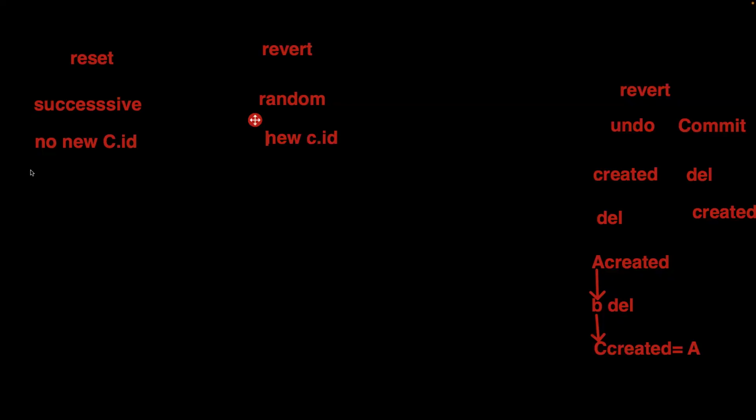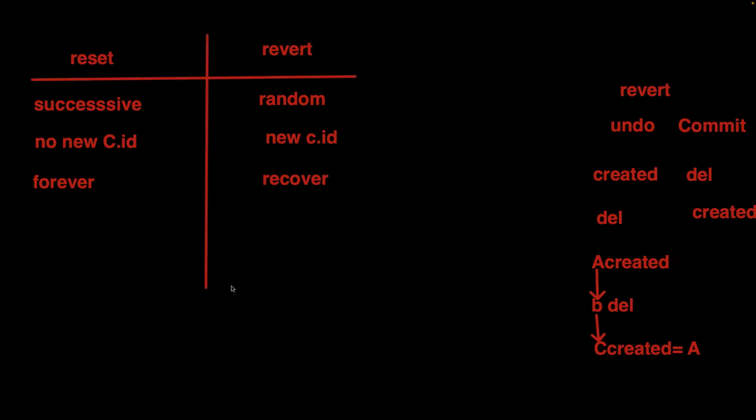Correct? Also, if you reset and discard commits, they are gone forever. You cannot recover the changes back. Whereas with revert, you can recover, because you can revert the revert commit ID and get the changes back. Right? These are the basic differences between them.